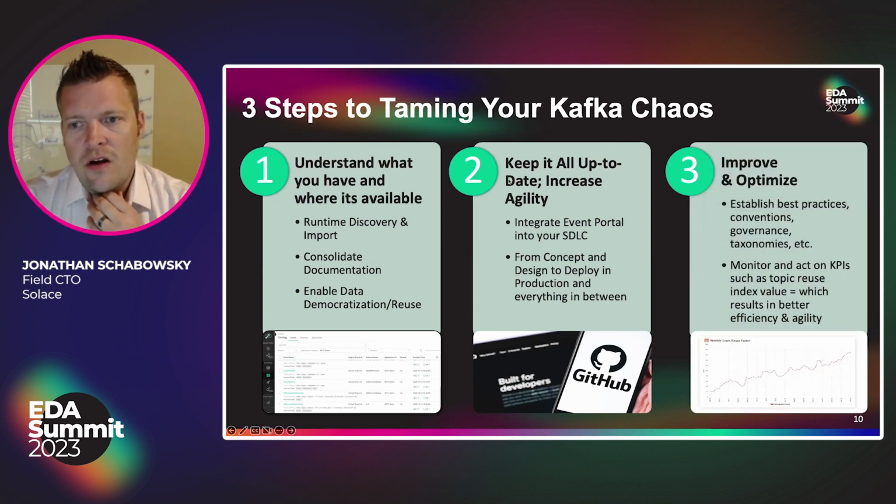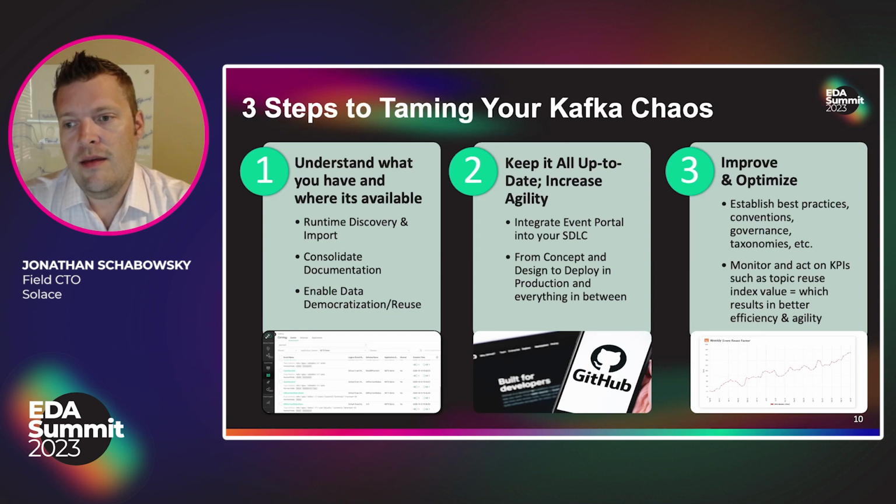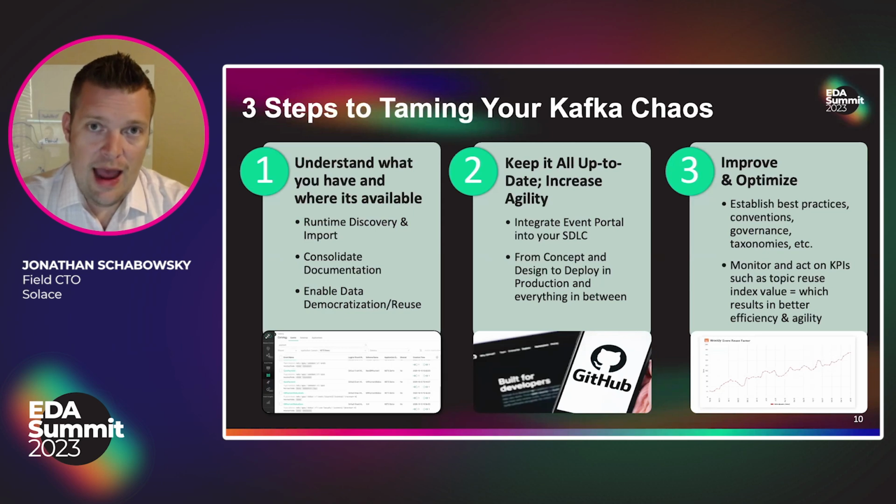And finally, the third step would be improve and optimize. Most companies these days have API teams. These API teams, again, are responsible for establishing best practices across the enterprise for APIs, conventions, governing the APIs, and ultimately even governing the taxonomies of how their APIs are used. What are the experience APIs, et cetera. The same concept can actually be reused for your event streams.